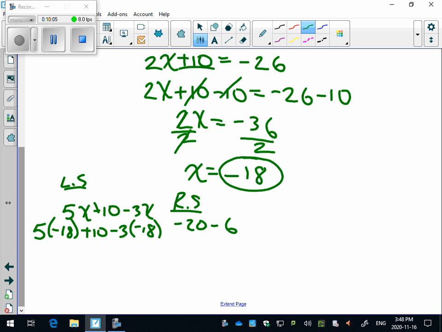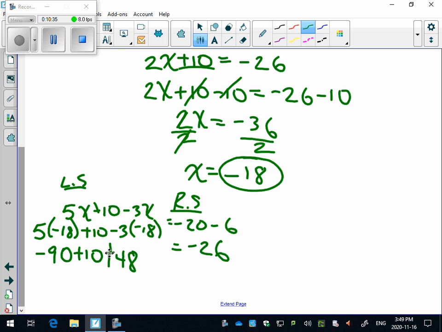And on the right-hand side, we might as well do it, and we know that negative 20 minus 6 is negative 26. So we have to do this left-hand side to make sure it comes out to that as well. So 5 times negative 18, I've got to break that up. 5 times 10 is 50. 5 times 8 is 40, so that's negative 90. Plus 10, and we have negative 3 times negative 18 is positive 48.